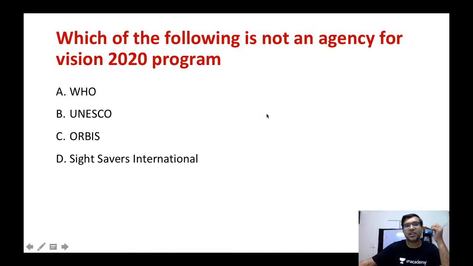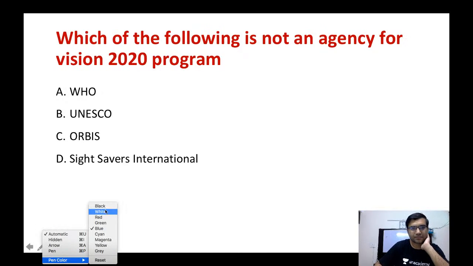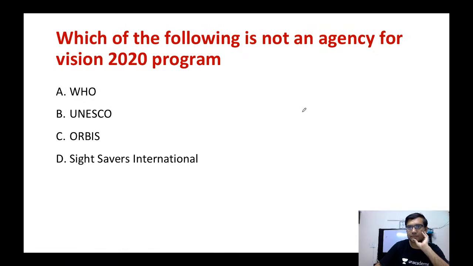The next question is, which of the following is not an agency for the Vision 2020 program? Your options are WHO, UNESCO, Orbis or Sight Savers International. Try to answer.